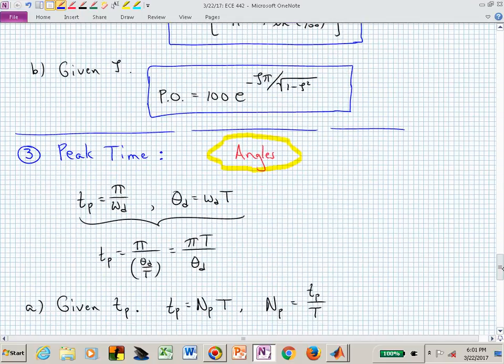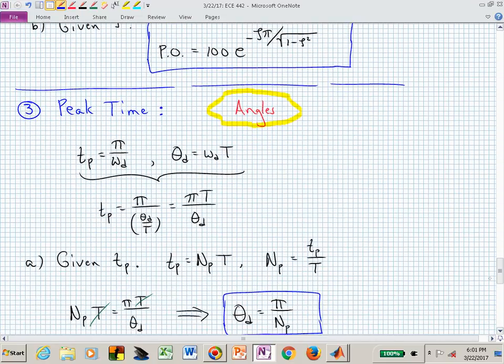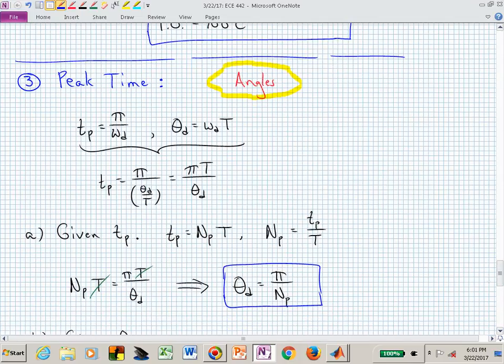And the third one we talked about today, which are the angles or the wedges, and that's the peak time, where the peak time is pi over omega sub d. Omega sub d is the damped frequency of oscillation. Theta sub d, we went ahead and said we'll just define that to be omega sub d T. And now we can define our time to peak in terms of theta sub d as pi over omega sub d, but omega sub d is just theta sub d over T. And solving or putting that as a rational expression, we now have our peak time. T sub p is pi T over theta sub d.